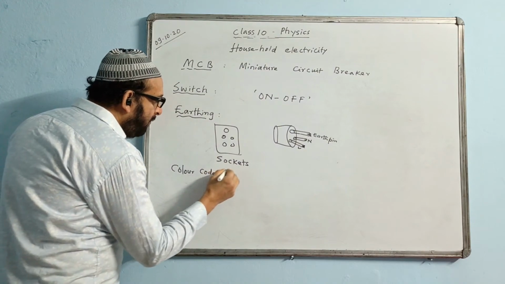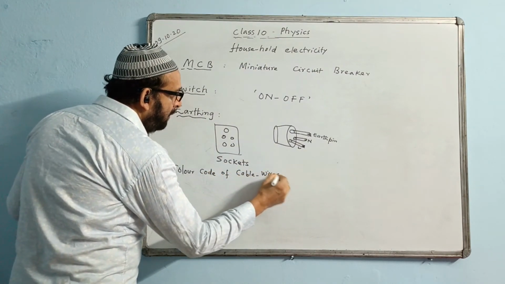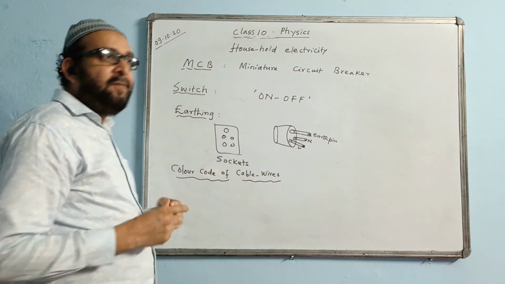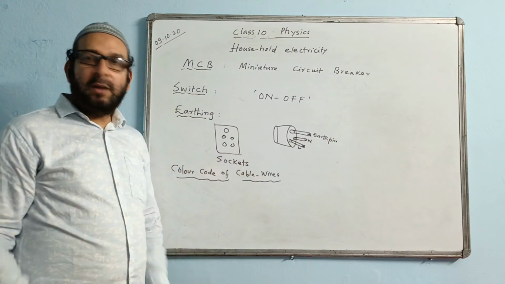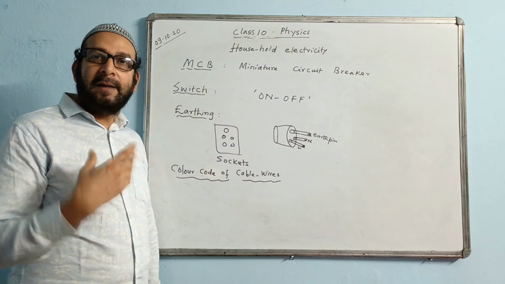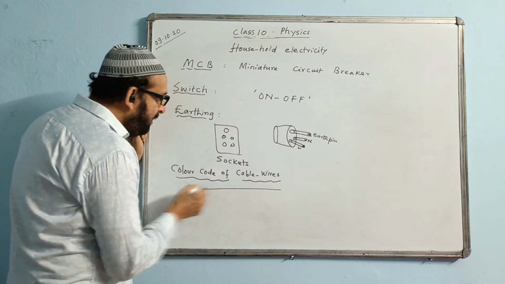Color code of cable wires. When we have a cable, there are many wires out there. So how to identify live, neutral, and the earth? How to identify them? So there is a system of using colors.